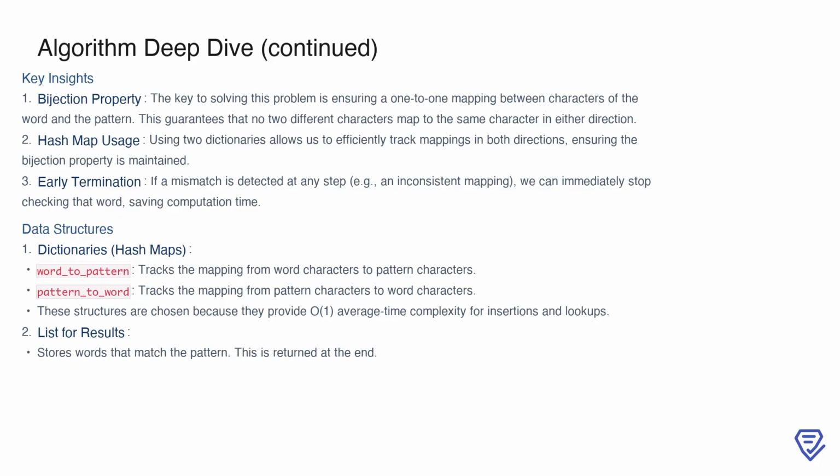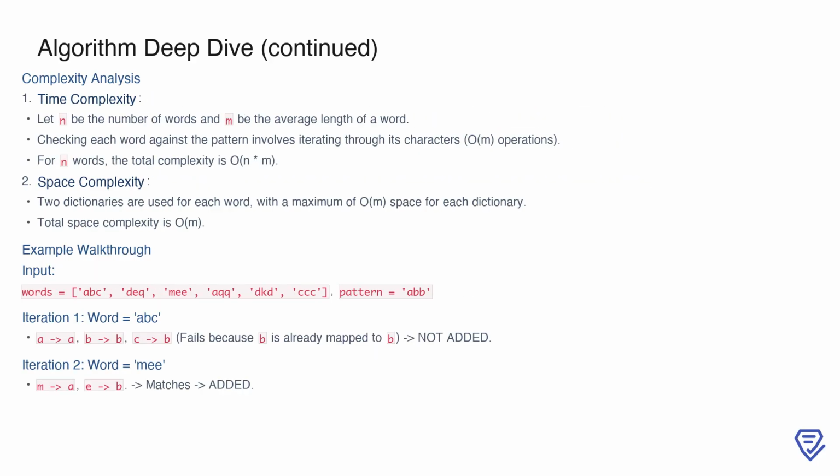In terms of data structures, we use two dictionaries, word_to_pattern and pattern_to_word. These provide constant time complexity for insertions and lookups on average. Finally, we maintain a simple list to store words that match the pattern, which we return as the output. Now let's analyze the complexity of the algorithm. For time complexity, let n be the number of words and m be the average length of a word. Checking a single word against the pattern involves iterating through its characters, which takes O(m).